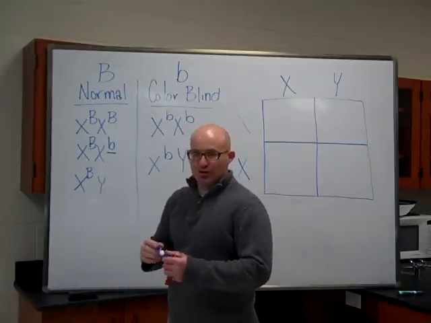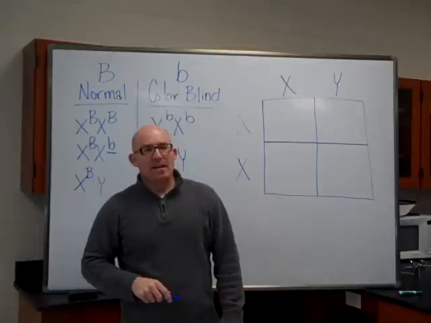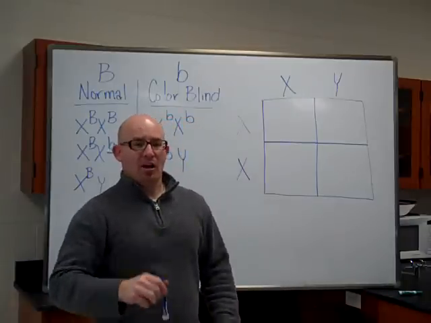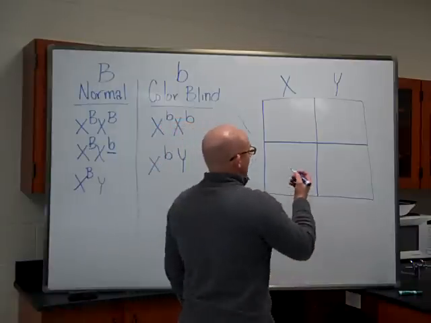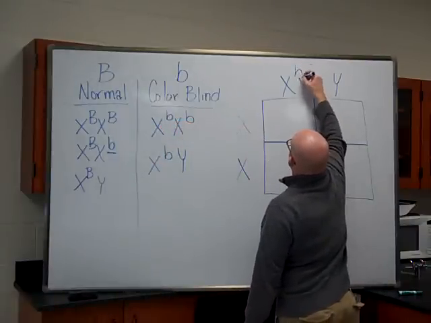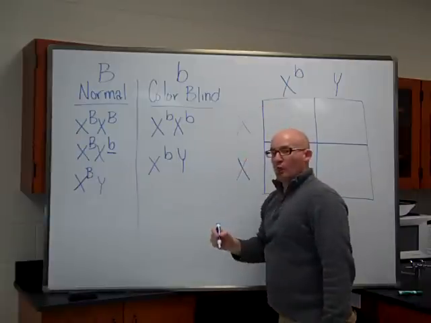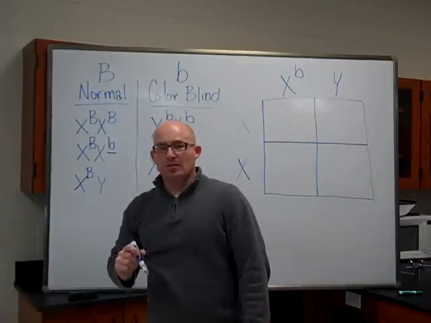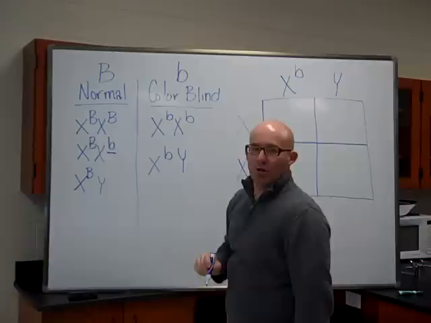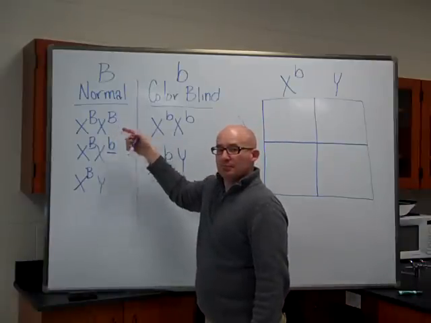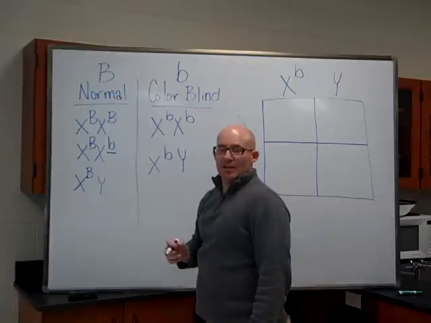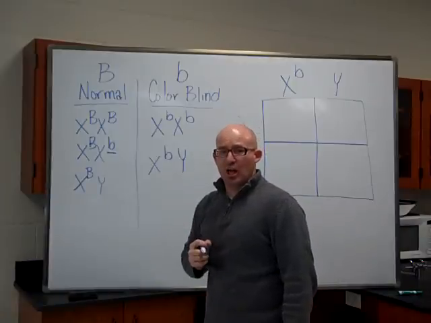Okay, so let's ask a question here. Let's say that we have a colorblind male, so he's X little b, Y, who marries a female with normal vision. She's not colorblind. Now, there are two possibilities for the female. Let's say they have a son, and we know that they have a son who is colorblind.